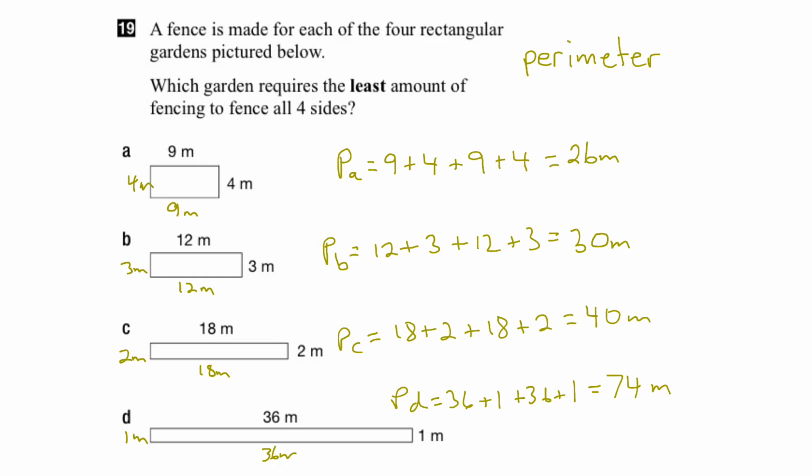So the question states, which garden requires the least amount of fencing for all four sides? Well, if we look at our calculations here, we can see that garden A is the correct answer.